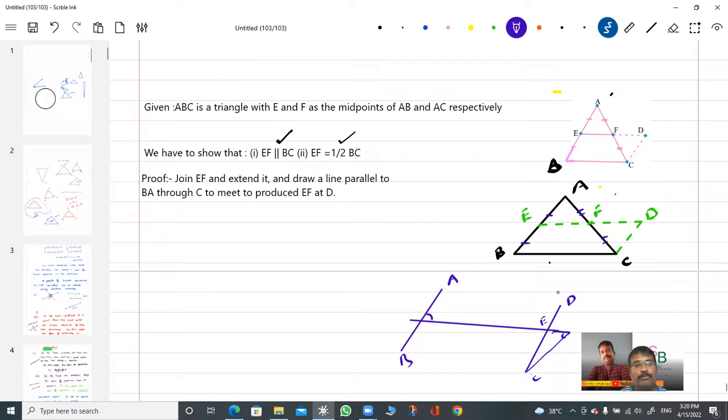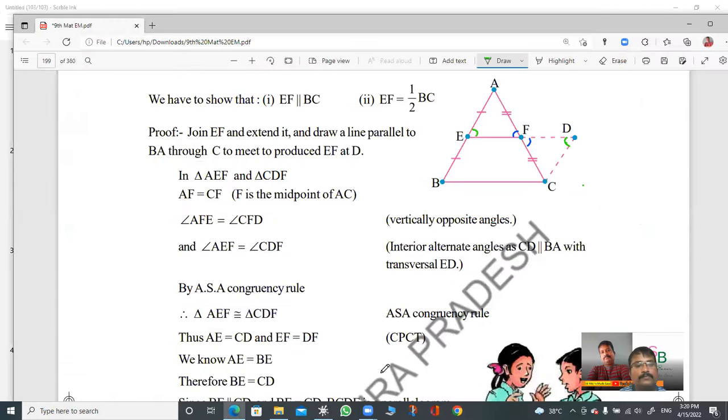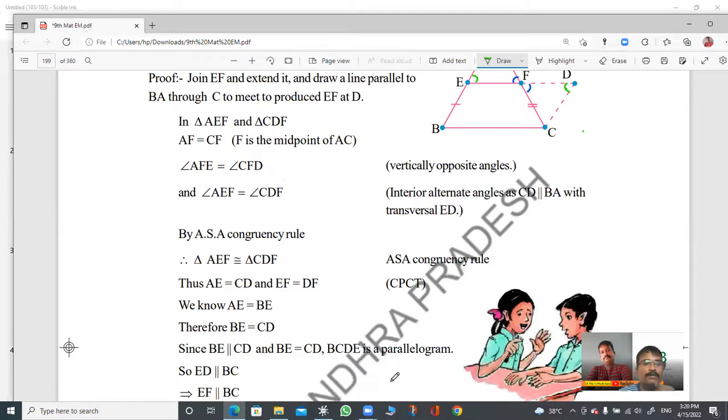Alternate interior angles, right. So that's why they are equal. So here, two angles and their common side are equal. So that's why, from the ASA congruency rule, triangle AEF is identically equal to triangle CDF.